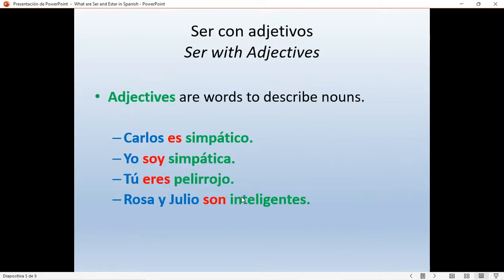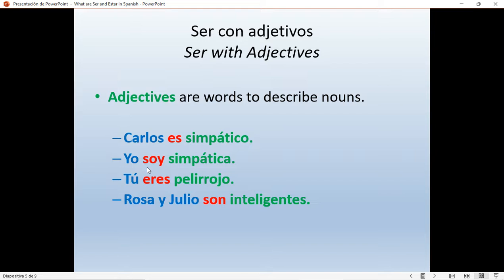Let's take a look at some examples of how the verb ser works with some adjectives. Remember, adjectives are words to describe nouns. And also remember the color code that we have. Blue for the subject, red for the verb, and green for the predicate or the complement of the sentence. In the first sentence, we say, Carlos es simpático. Carlos is nice. This is a permanent characteristic of Carlos. Simpático, nice, is an adjective that is describing Carlos' personality.